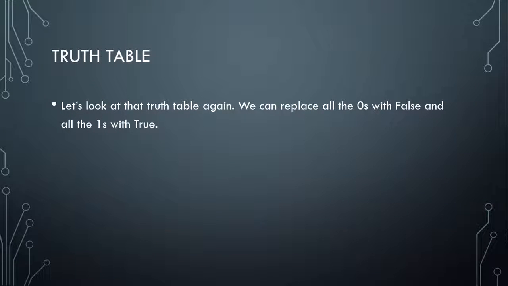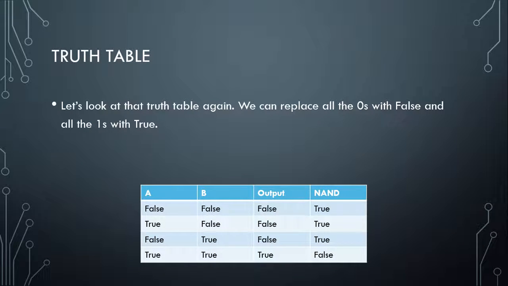So let's look at that truth table again. Now we have falses in here instead of zeros, and we have trues in here instead of ones. And you can see that, just like we saw before with the previous page, we now have three trues and a false in our table representation.